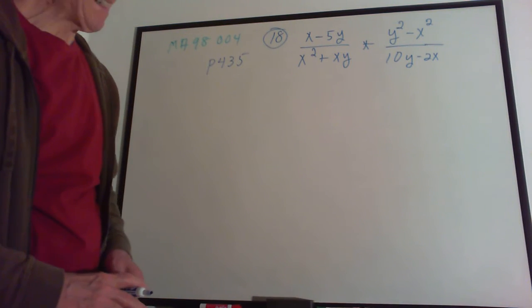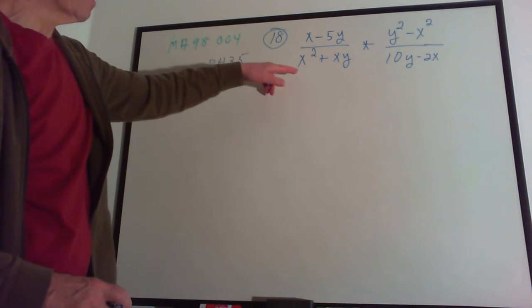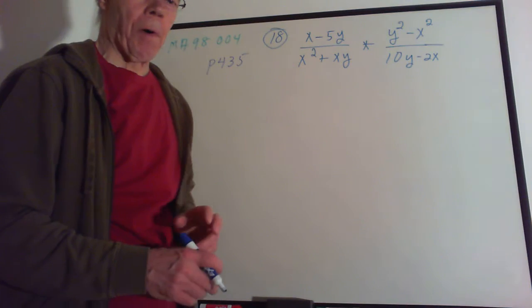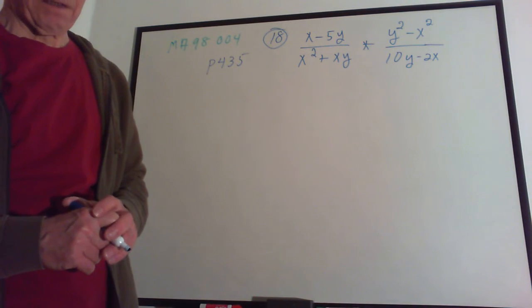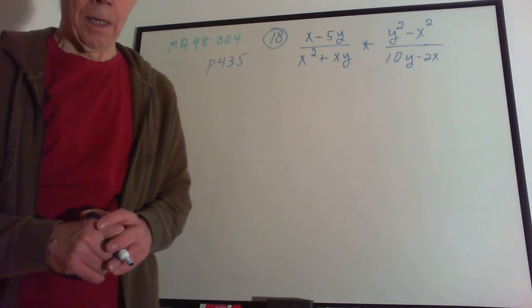All right, try number 18. What you want to do is factor numerators, denominators, wherever it is possible to factor them. So pause the video, factor them, cancel where you can, and then multiply.